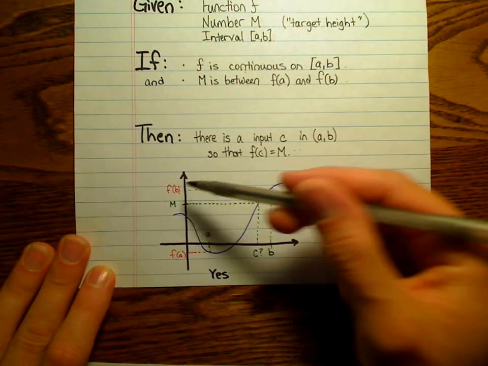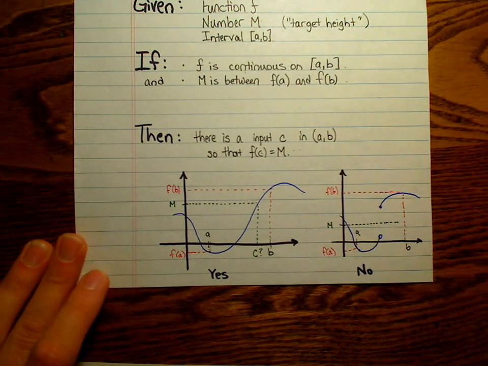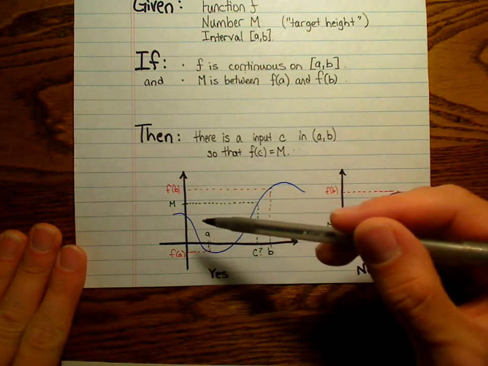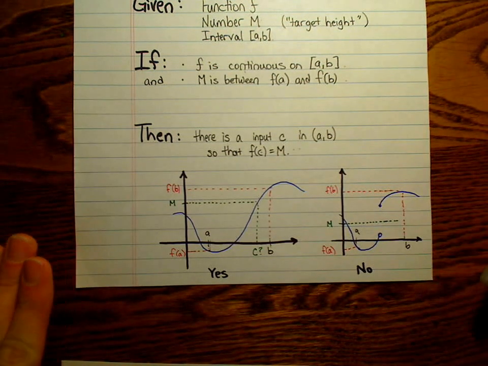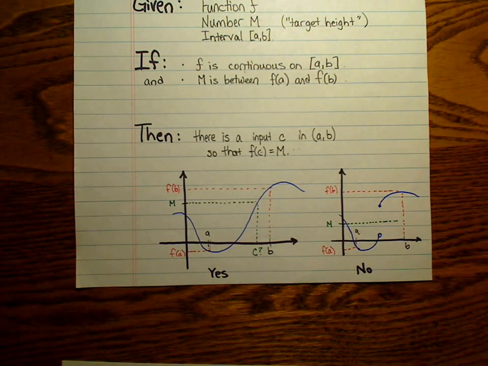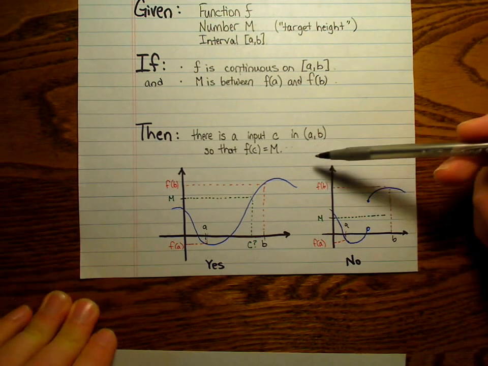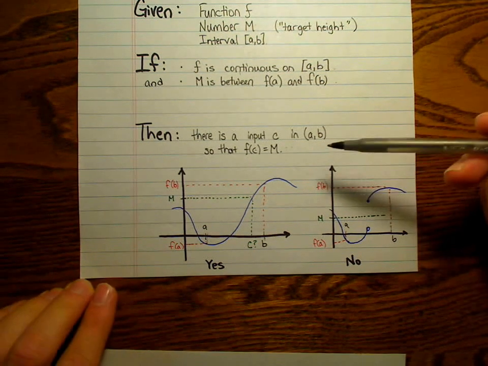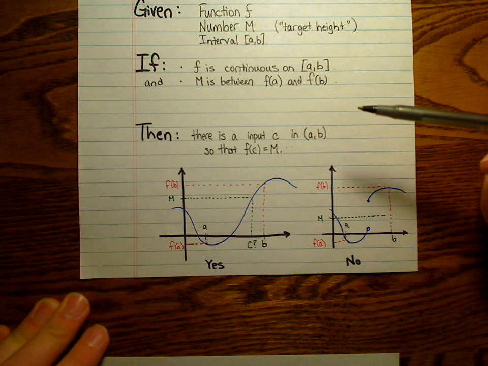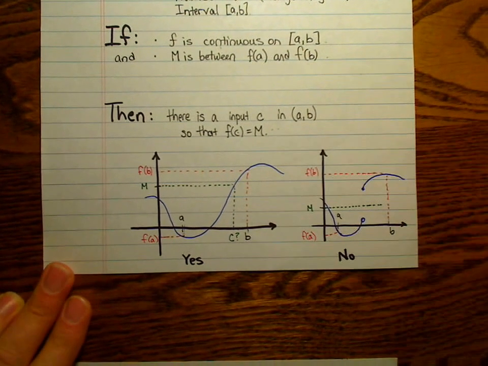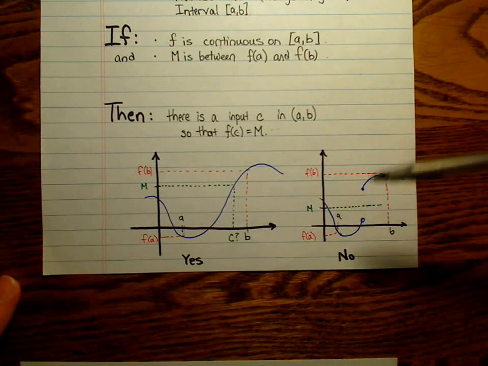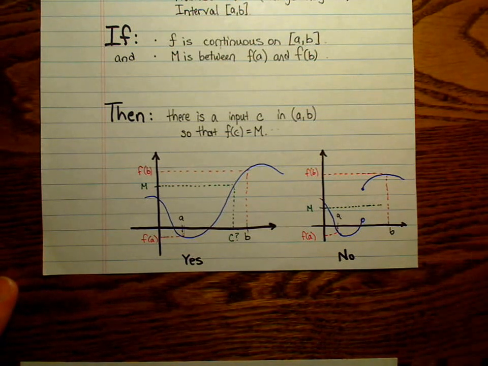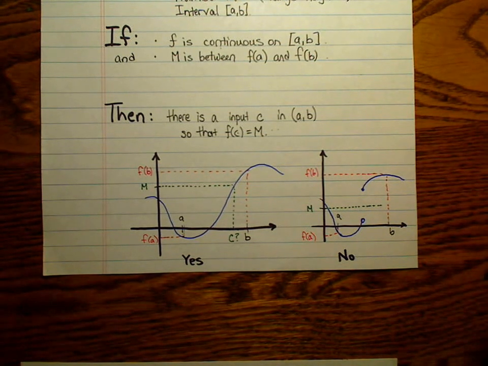If m had been chosen too high, we might not be guaranteed, or too low, we might not be guaranteed. But between f of a and f of b, we are guaranteed there is a c that hits it. It doesn't tell you how to find that c. If a problem asks you to find that c, you're still on your own. You still have to solve this equation using all your algebraic techniques. All the intermediate value theorem says is that there is something to go looking for. It doesn't tell you how to find it.